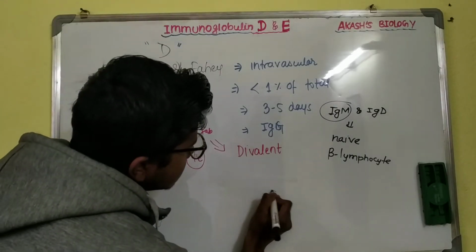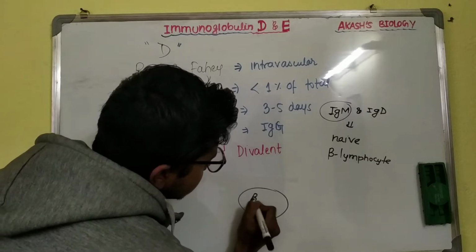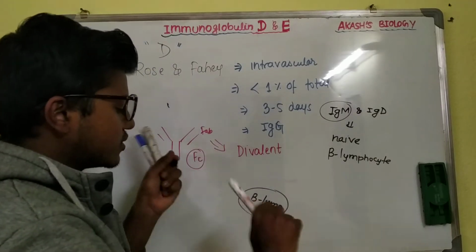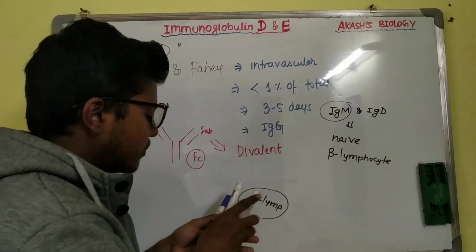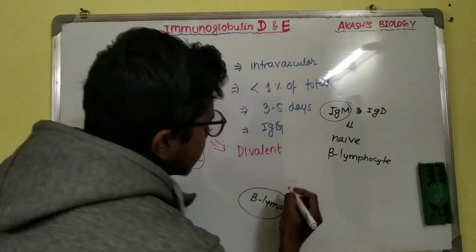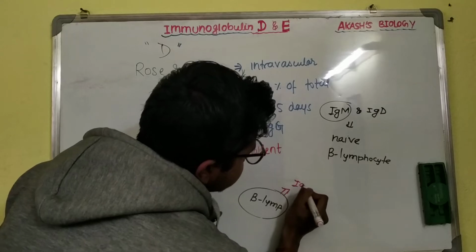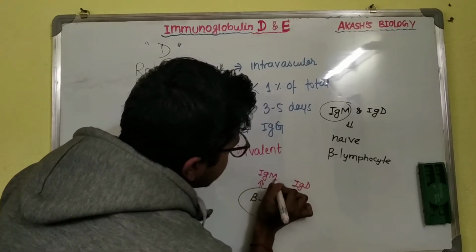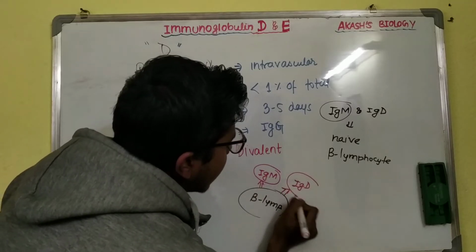So let's say this is a B lymphocyte. On the surface of the B lymphocyte, we can see there is one IgD, and another one is IgM. This is the monomeric form, and similarly the IgD.